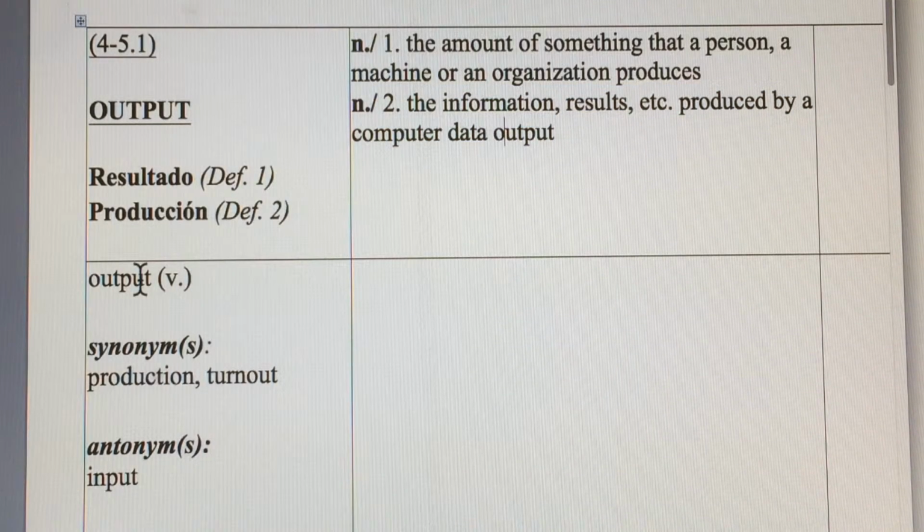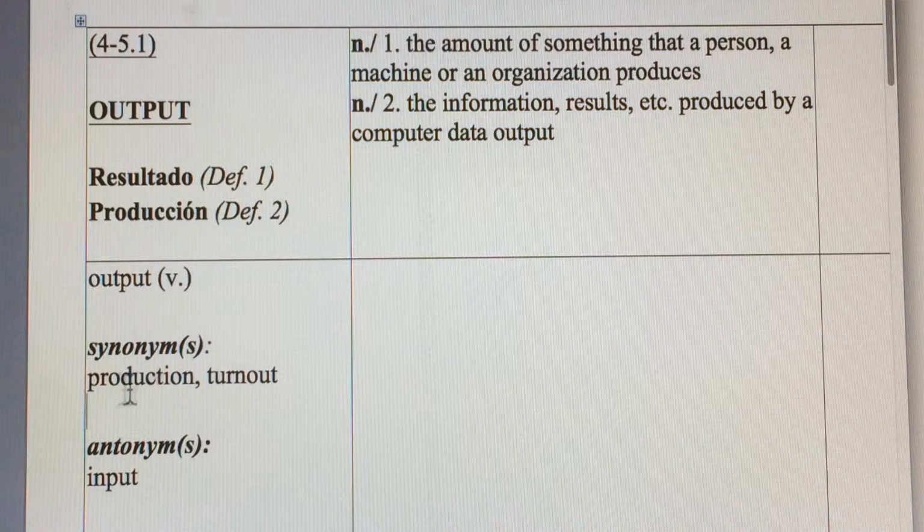You can use the verb form. So you can say the writer outputted less as he got older or she got older. And you can also use the verb form in the second technical definition, where you can say the computer outputted lots of data for the scientists to study.